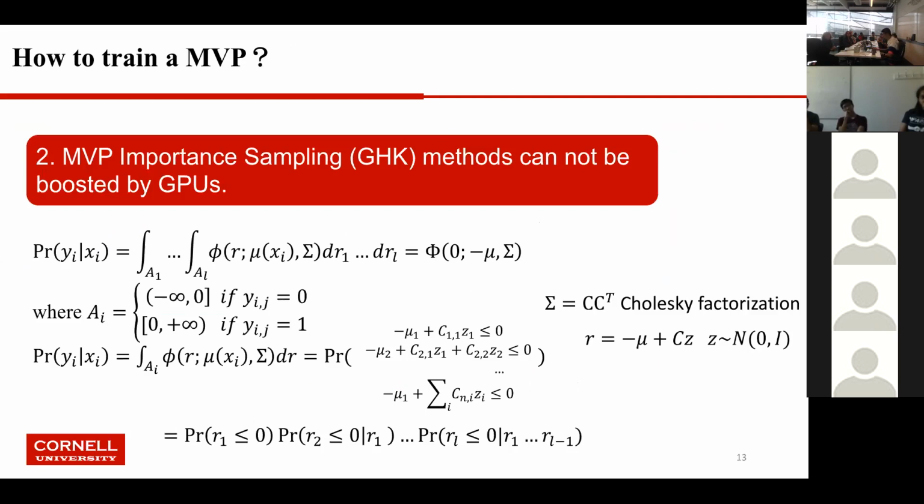But this method requires sequential sampling, like you have to sample from Z1, Z2, up to ZL sequentially. So you cannot integrate it with a deep neural network or boost it with GPUs, because a deep neural network requires parallelized computation, but here you can't do it.